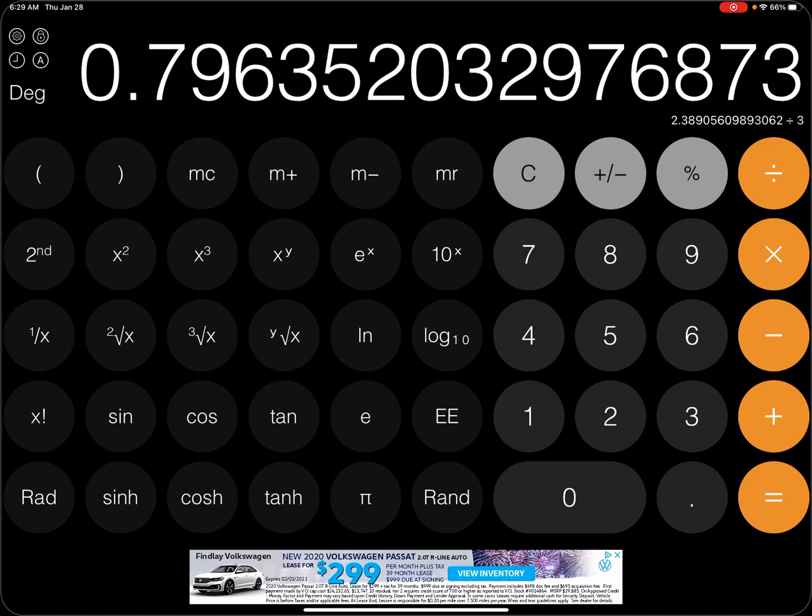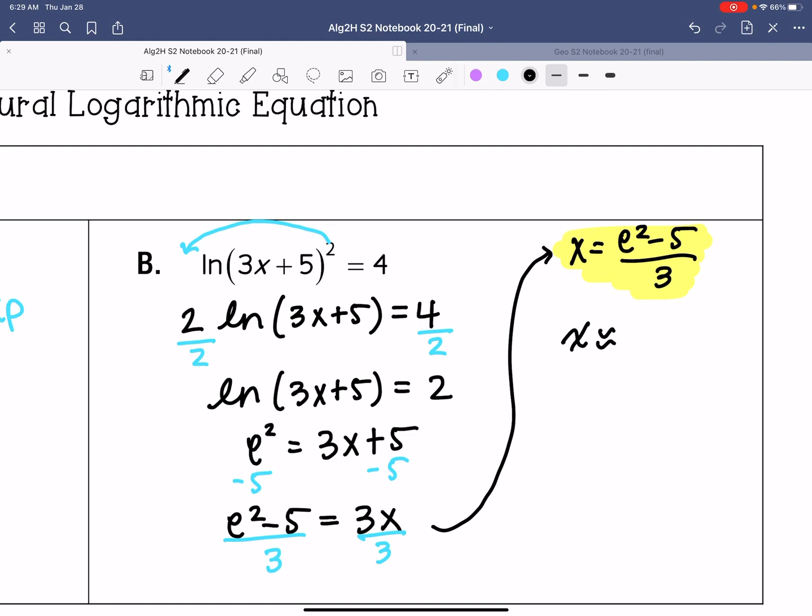And we get 0.796. So this is approximately 0.796.